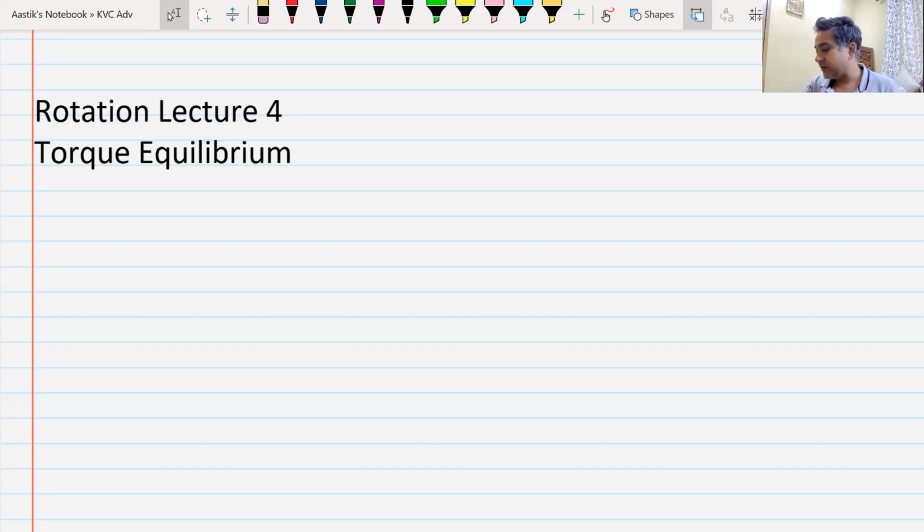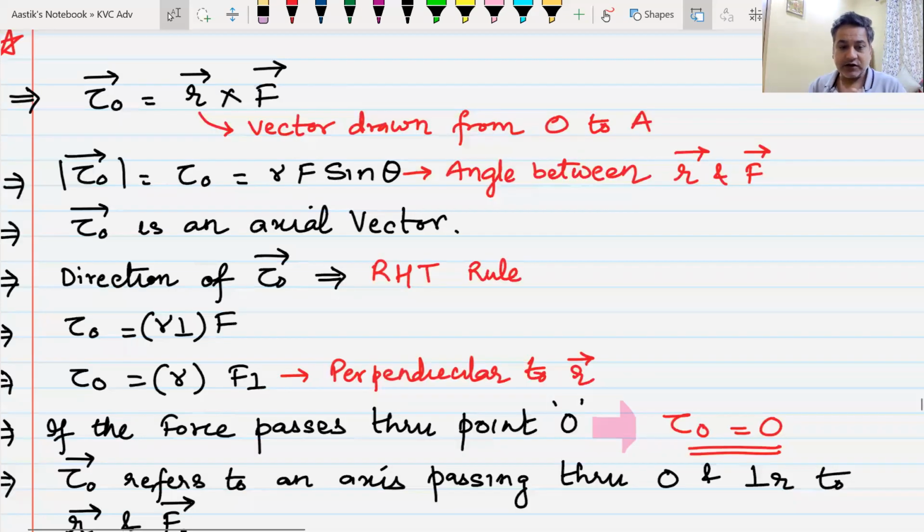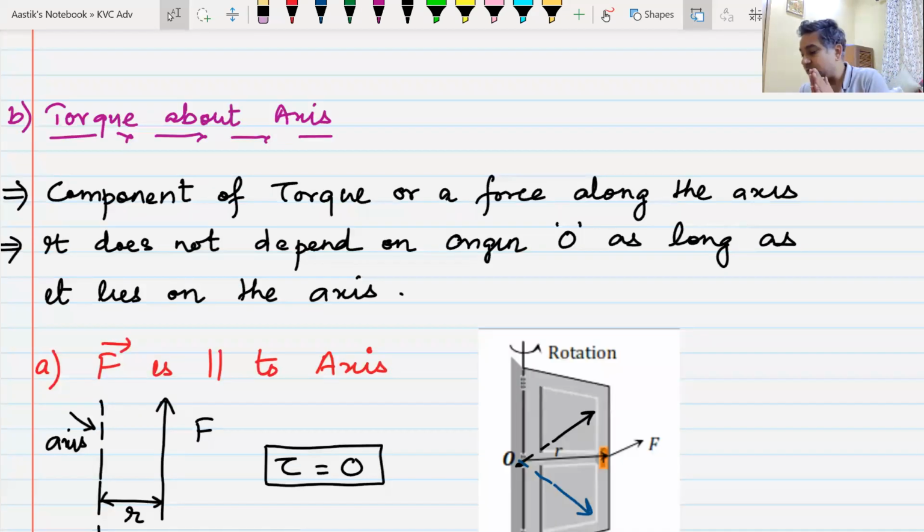The torque of a force about a point is given by R cross F, and whenever we are talking about a point, it is actually not about a point, it is about an axis passing through the point and perpendicular to both R and F. If the torque is zero about a point, it will be zero about all the axes which pass through the point. And we had seen the torque of a force about an axis.